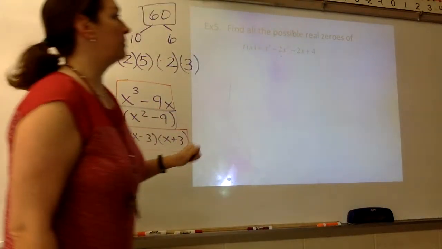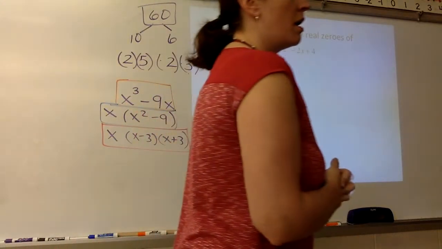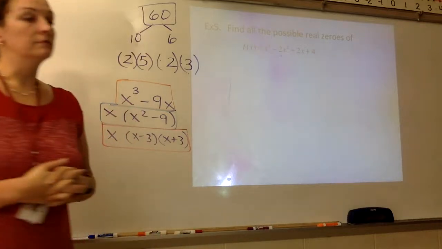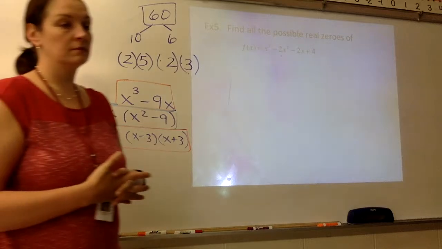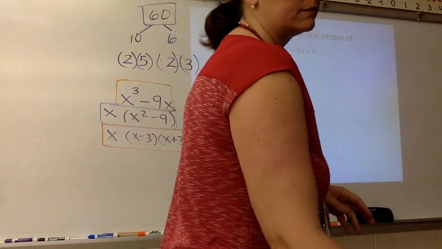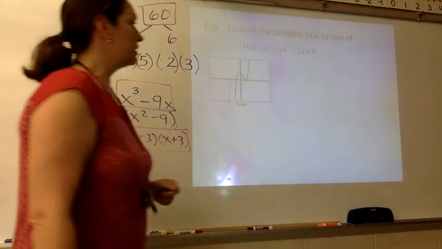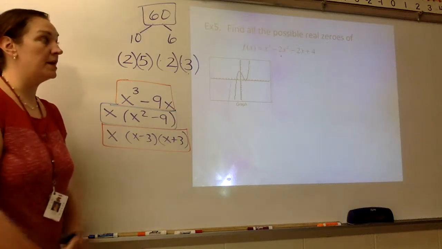We look at the next example. x cubed minus 2x squared minus 2x plus 4. Put that into your calculator, please. For y1, plug it in. If you do it correctly, this is what your picture should look like. You're going to need to go in and do some things in your calculator, so that's why I'm asking you to do it at the same time as me.